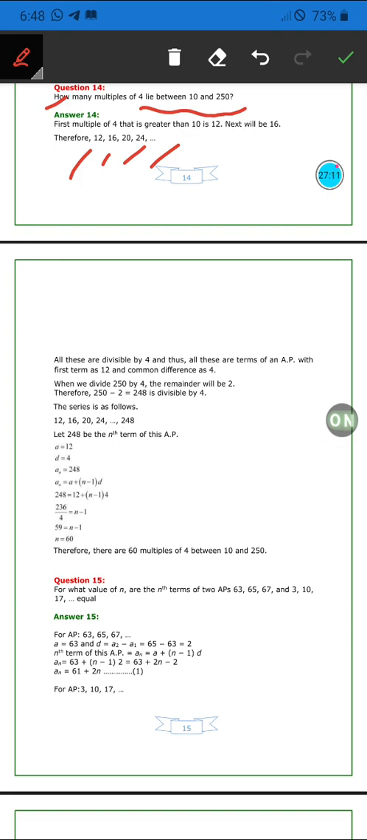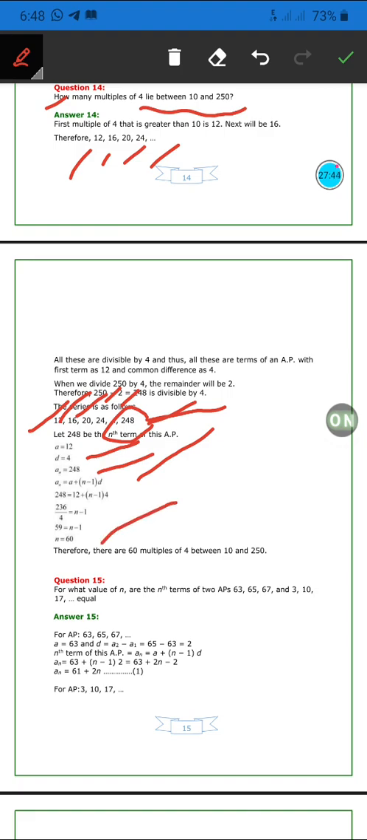So what is the AP now? 12, 16, 20, 24 up to 248. So by getting this AP, what is the A value? A value is 12. What is the D value? 16 minus 12, D value is 4. What is An? An, the last term, is 248. So using the same formula, put the values of An, A and D, we get N as 60. There are 60 numbers which are divisible by 4 from 10 to 250.